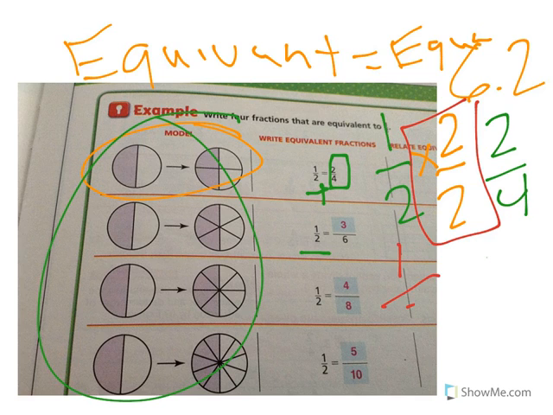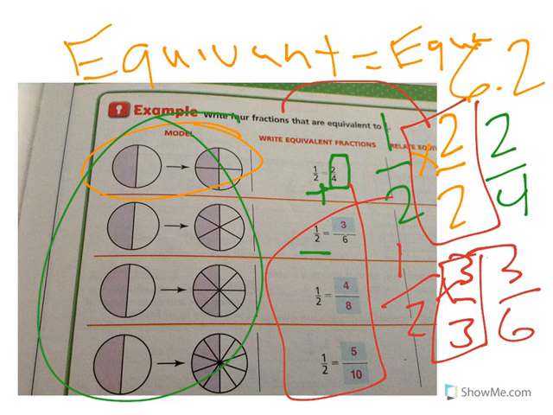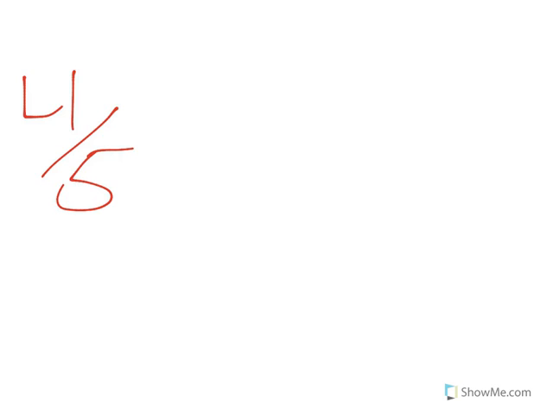Let's see if that works with 1/2 and 3/6. 1 times what gets me 3? Okay, 3. 2 times what gets me 6? 3. Whoa! I bet you with the rest of these, you'll find that it's the same. So when they want you to generate, if I have the fraction 4/5, and I have to find 2 more, if you look back here, what did we just do? We timesed the top and bottom of that fraction by the same number.